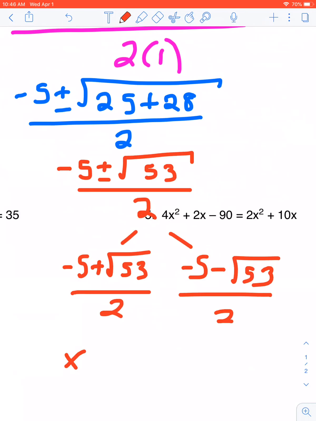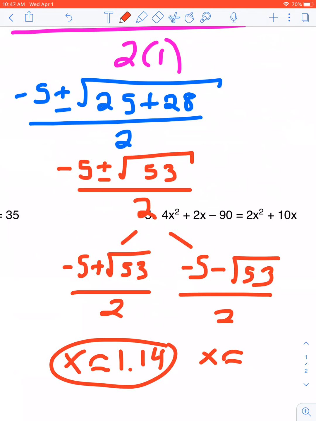Now when I type that in my calculator, I need to make sure I do the numerator, then I do the denominator. So I'm going to do negative 5 plus the square root of 53, hit enter, and then I'm dividing that answer by 2. And I end up with approximately 1.14. And then my other one, I do negative 5 minus the square root of 53, enter, divide by 2, and I get negative 6.14.